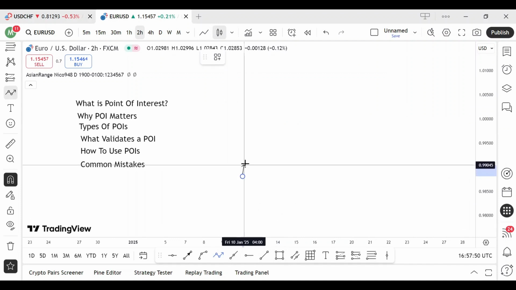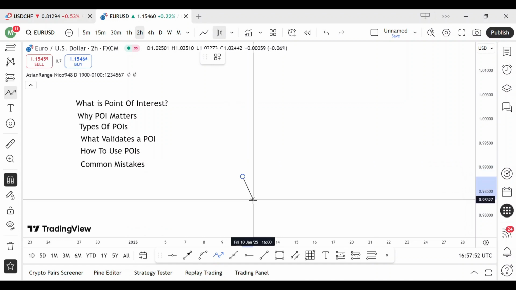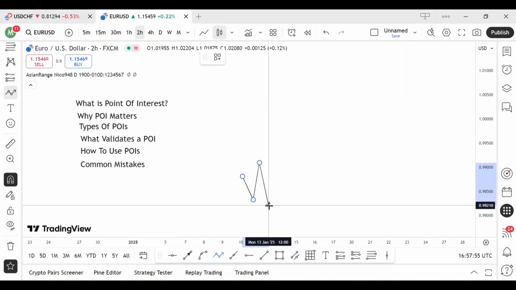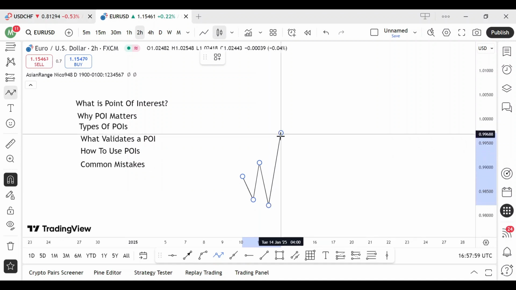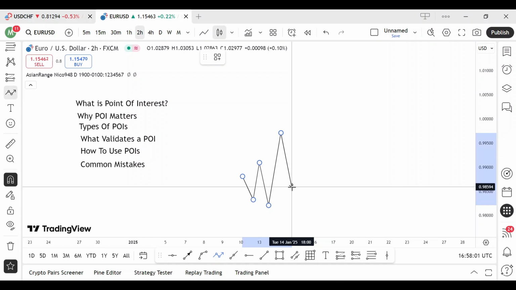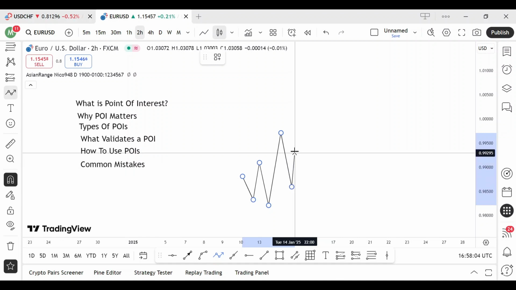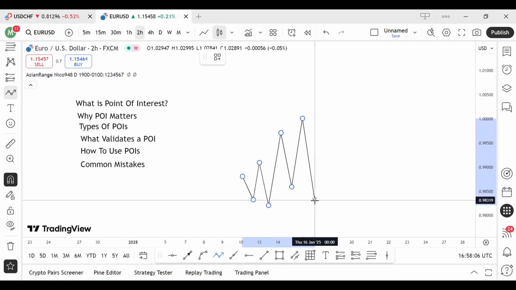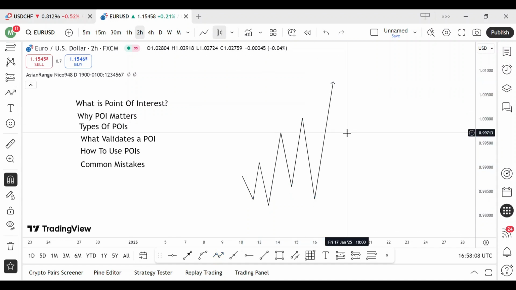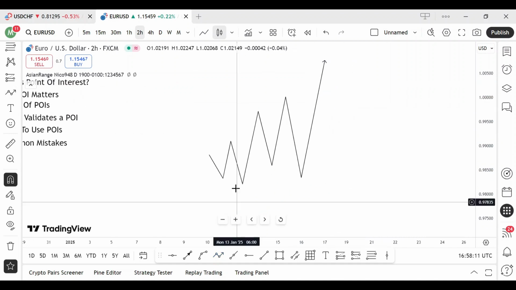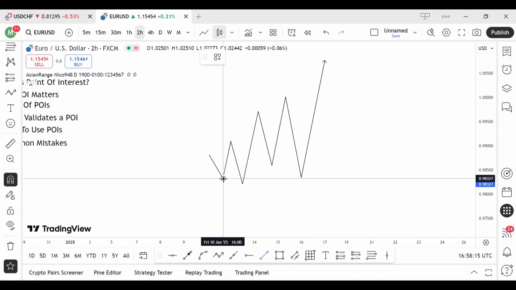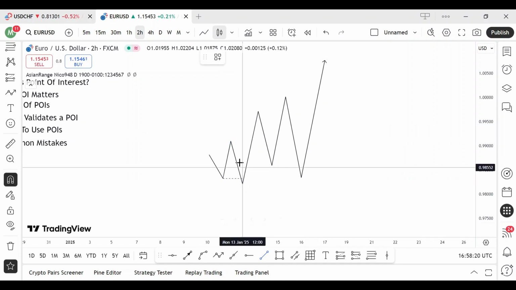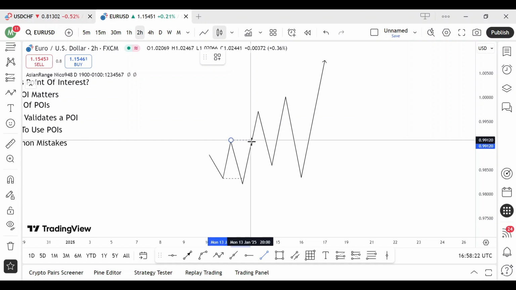Number one, we said your POI must sweep the previous low and give us a break of structure to the upside, then give us a liquidity protecting it before the big move. So here, you can see we swept the previous low, we broke structure to the upside.